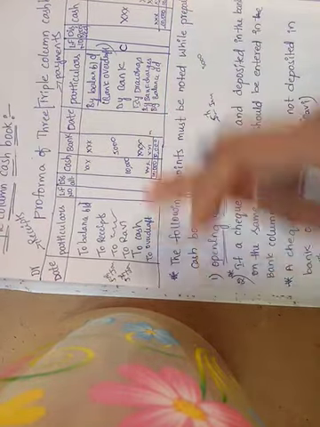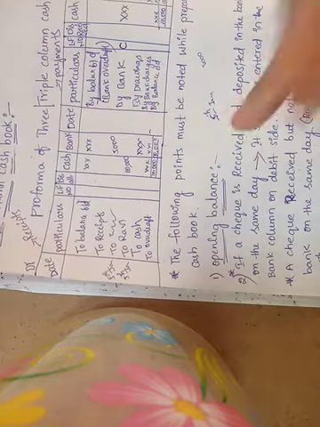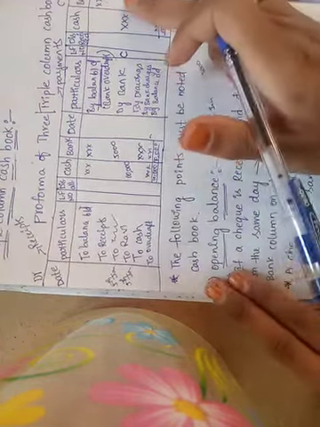So next step is what? This month's closing balance is next month's opening balance. Like this you have to do the problem.